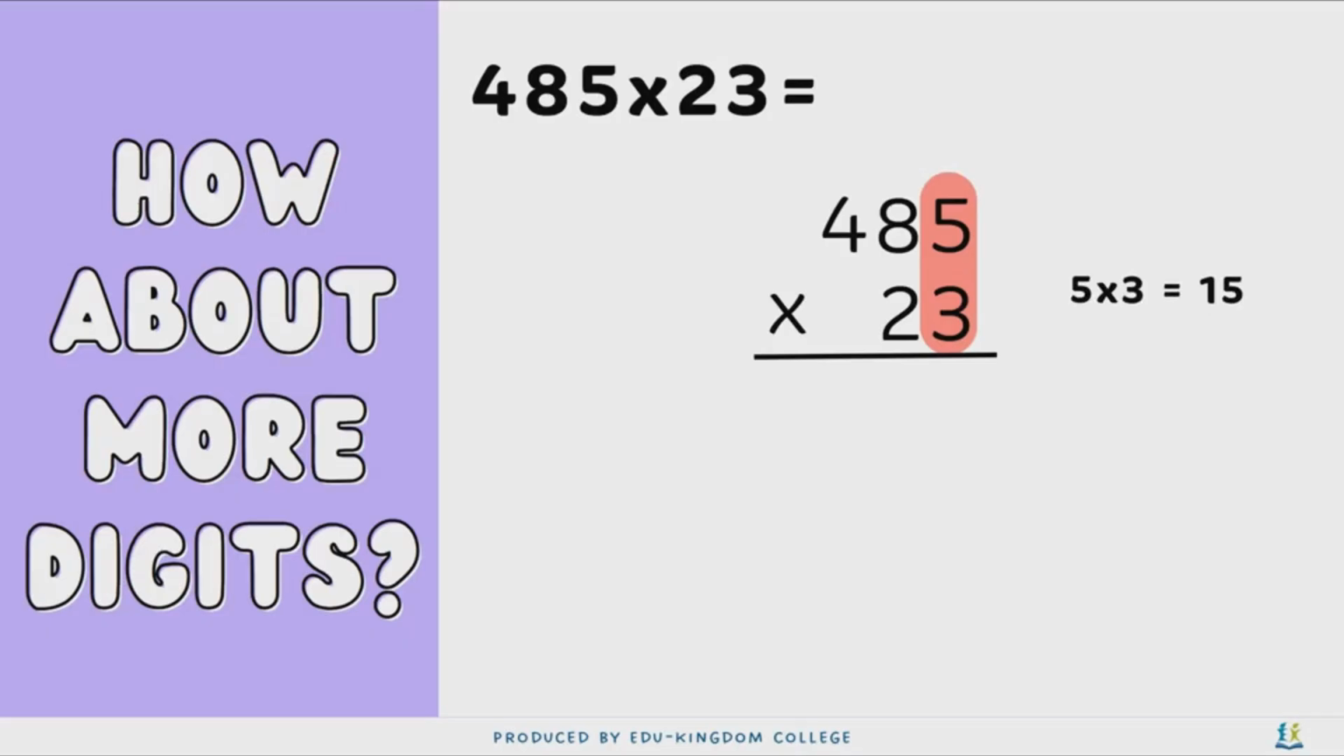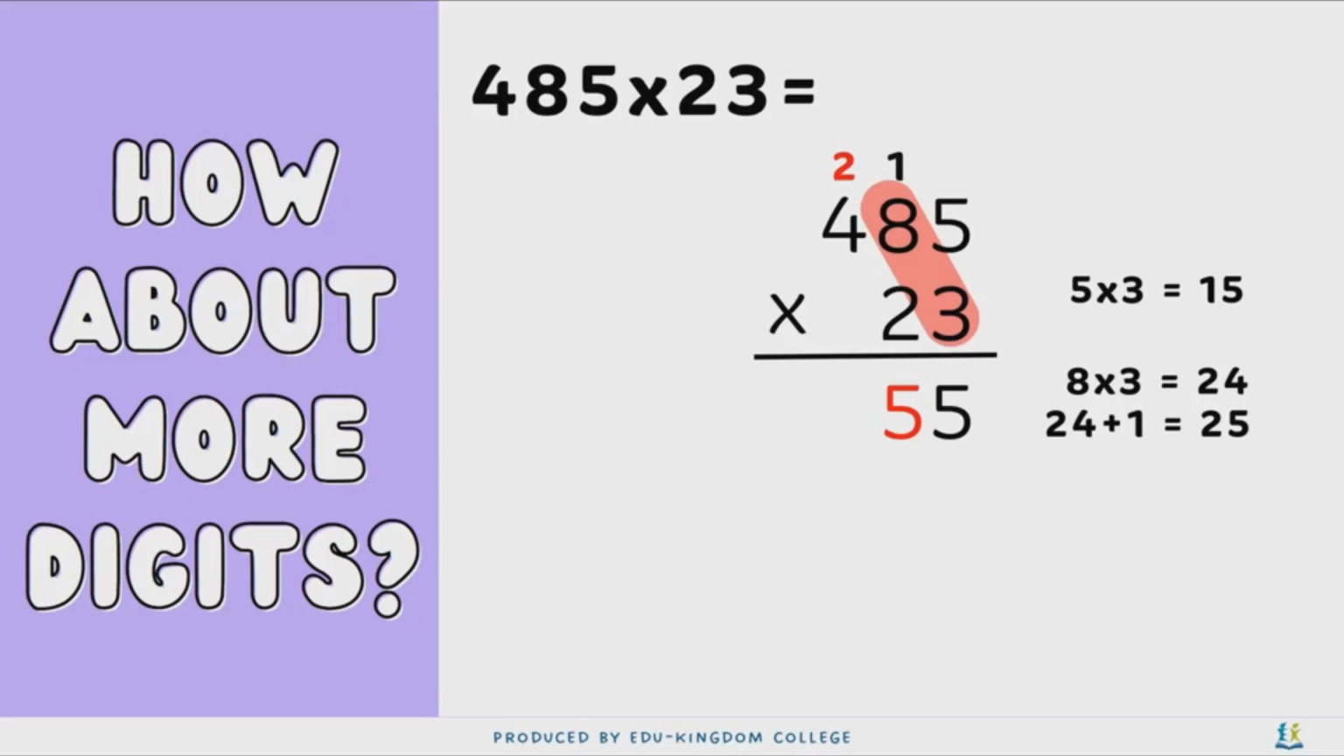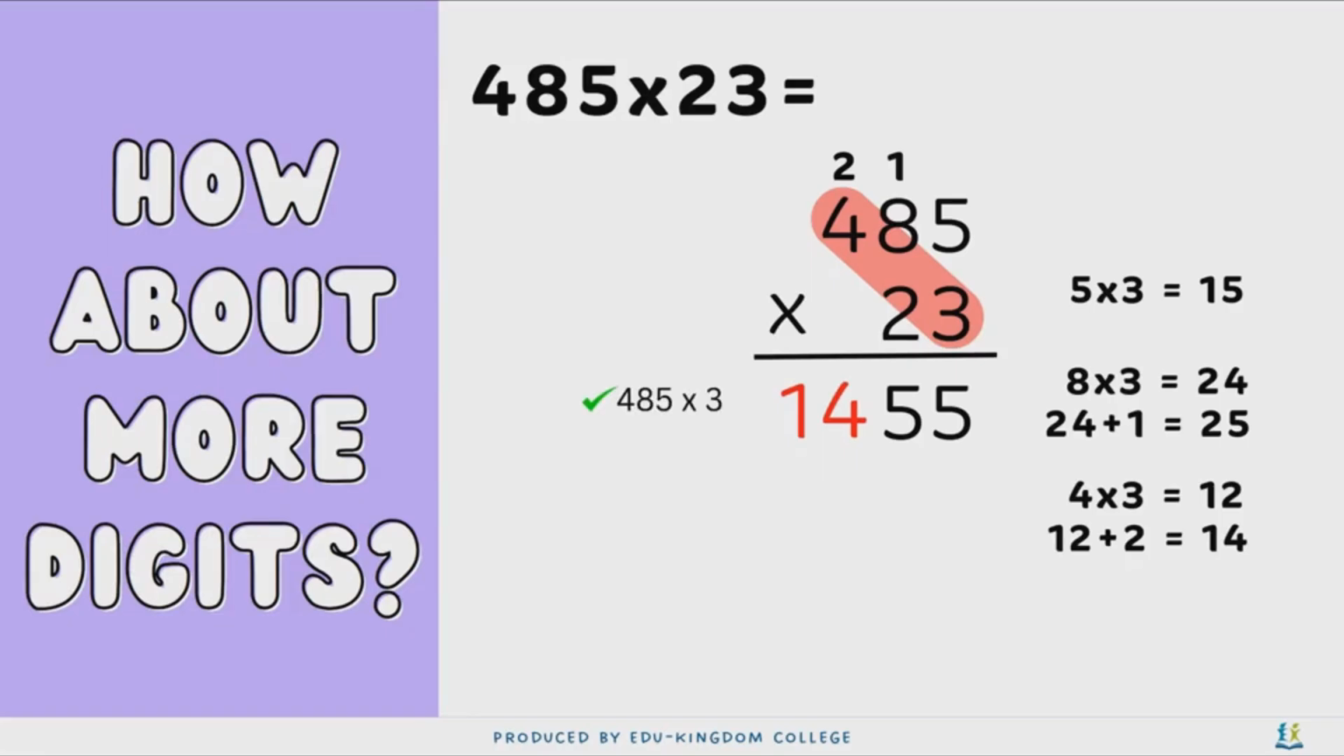We have 5 times 3, which gives us 15. Put the 5 at the bottom, carry over the 1. Now we move on to the 8. 8 times 3 gives me 24. 24 plus the 1 gives me 25. So put the 5 at the bottom, carry over the 2. Now 4 times 3. 4 times 3 is going to give us 12. 12 plus 2 gives us 14. And now we just get 14 since there are no more digits on the left.